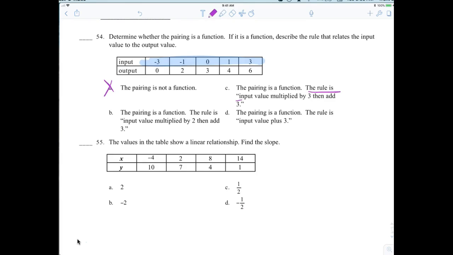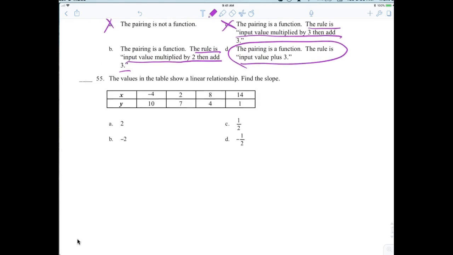Now it says the rule is take the input and multiply it by 3. Is that true? No, so it's not C. The rule is input value multiplied by 2, then add 3. Is that right? No. You're just adding 3, right? If you do plus 3, you get 0. If you do plus 3, you get 2. Wait, what's a function again? A function, remember, is a relation. A relation is just a set of ordered pairs. So it's ordered pairs in which the x value does not repeat.